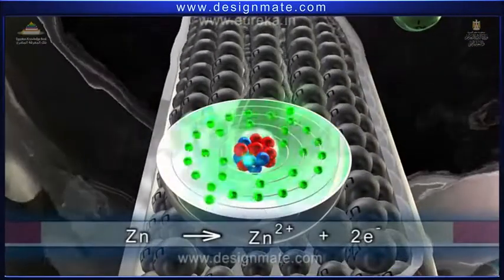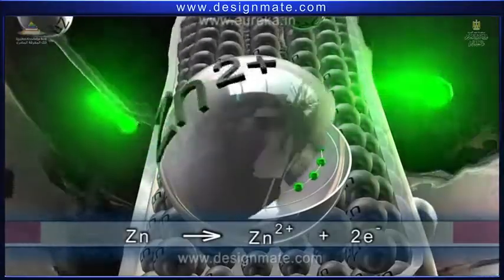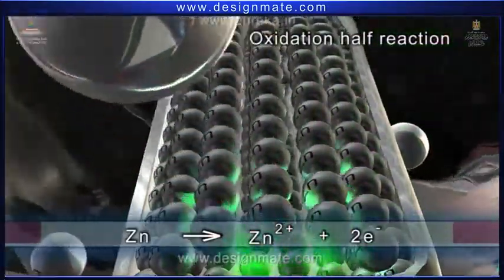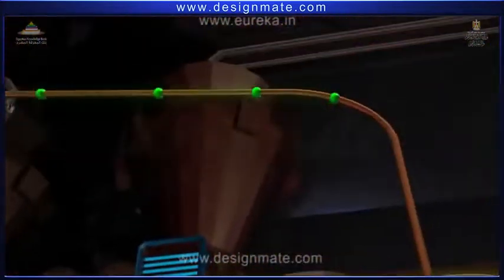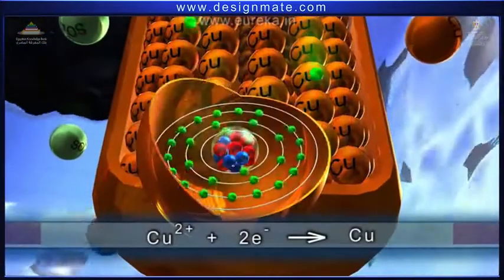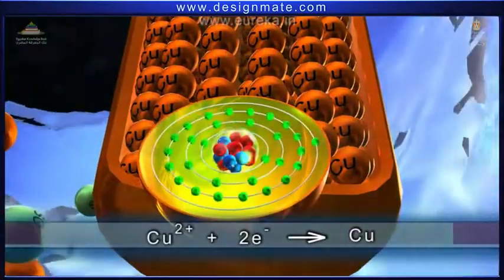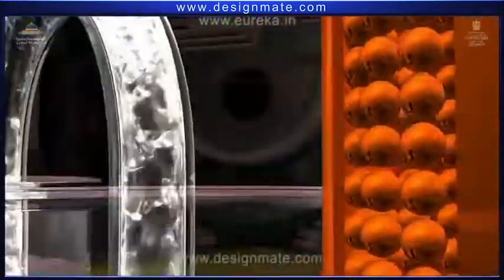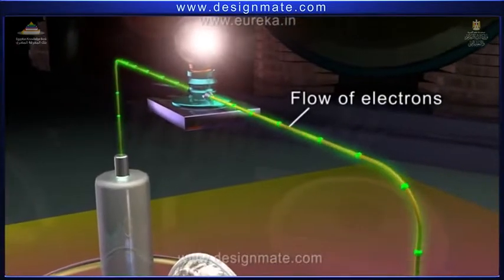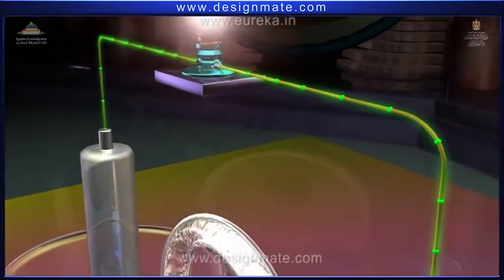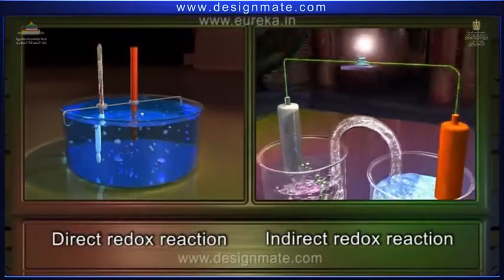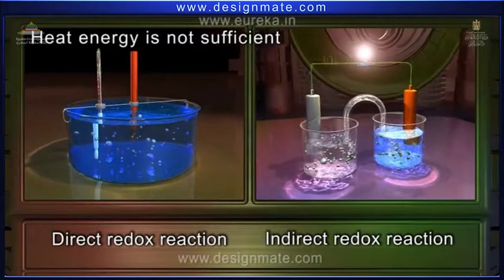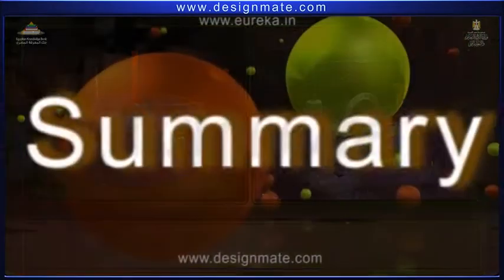Here, zinc from the zinc rod loses 2 electrons, forming Zn2+ ion. This is the oxidation half reaction. Electrons, after traveling through the external circuit, reach the copper rod. At the copper rod, copper ions from copper sulfate solution accept the electrons and undergo reduction. Thus, the redox reaction generates a flow of electrons and electrical energy is produced, which can be used. This is the advantage of indirect redox reaction over direct redox reaction, where the heat energy generated is not sufficient to be used.